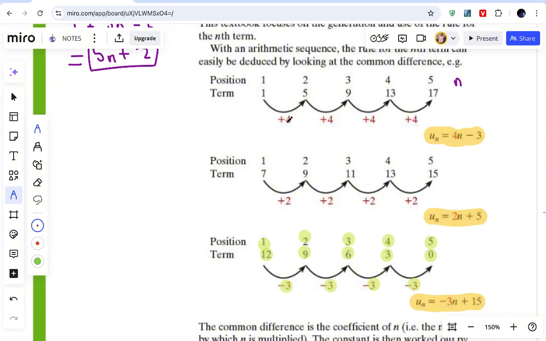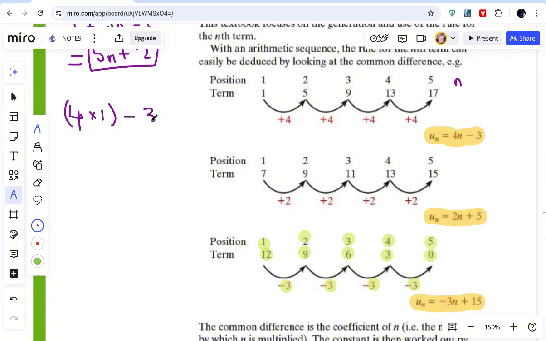4 times 1 is 4. So how will it now become 1? So I have to subtract 3. For it to become 1, I have to what? Because it must become this first term. So for it to become 1, I must say minus 3.